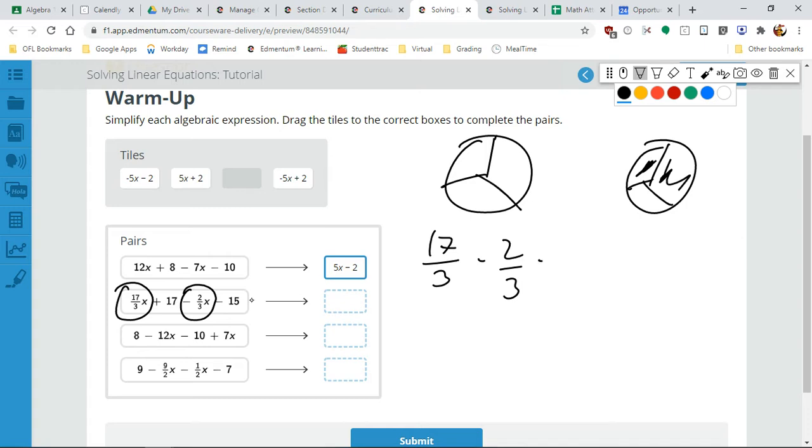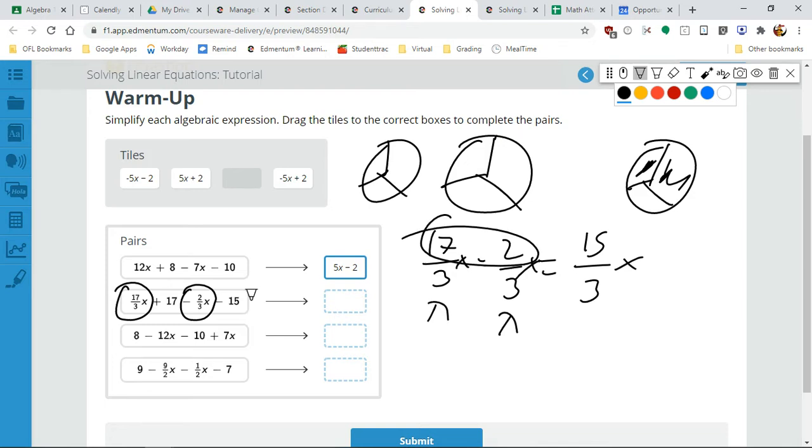In other words, there's 17 of these thirds, and we're only going to take away 2 of them. Because they're being divided by the same number, we don't have to worry about it. Out of these thirds, we have 17 of the thirds. This has 2/3, so in other words, we have 15 thirds. And there were x's, so we put the little x. That's all we're doing. If the bottoms are the same, it's okay to just worry about the tops. So from here, 15 divided by 3, that's just 5x.